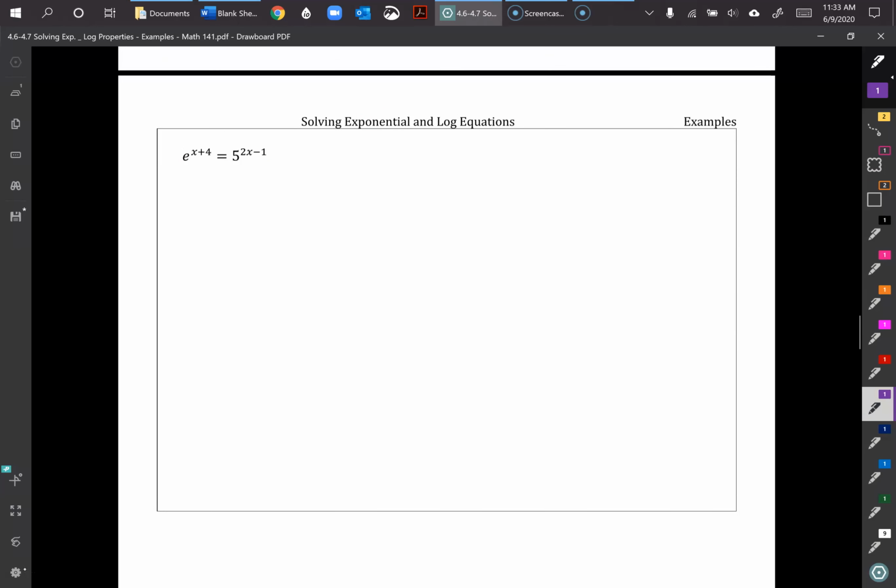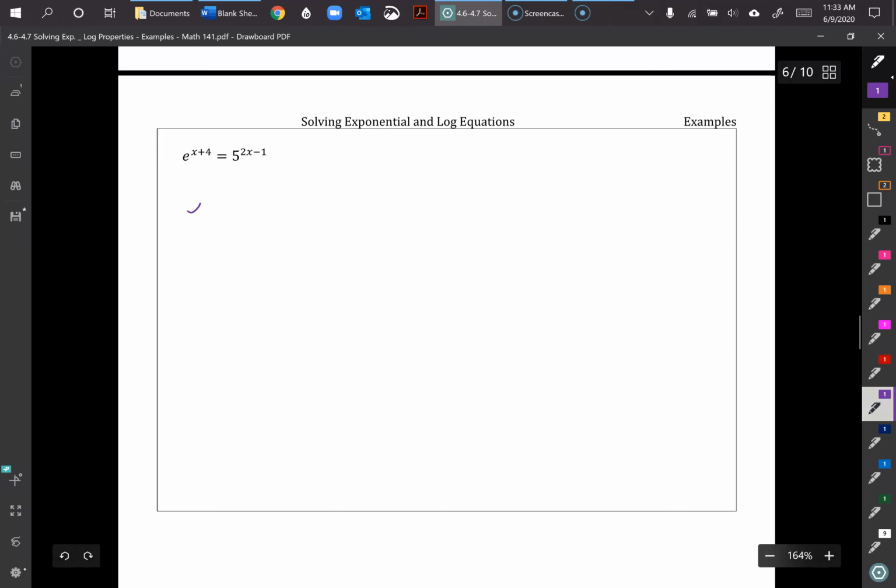All right, so last one of this part 2, we have e to the x plus 4 equals 5 to the 2x minus 1. So this, again, we don't have like bases here, but that's okay. We can still just take the natural log of both sides. And later on, you'll be approximating, especially in a word problem, you're going to have lots of them that end up kind of looking like this.